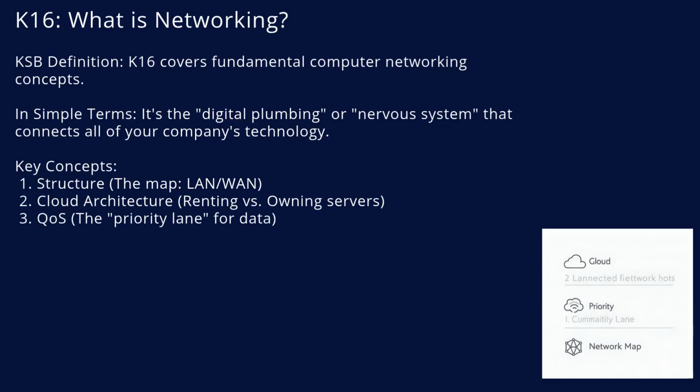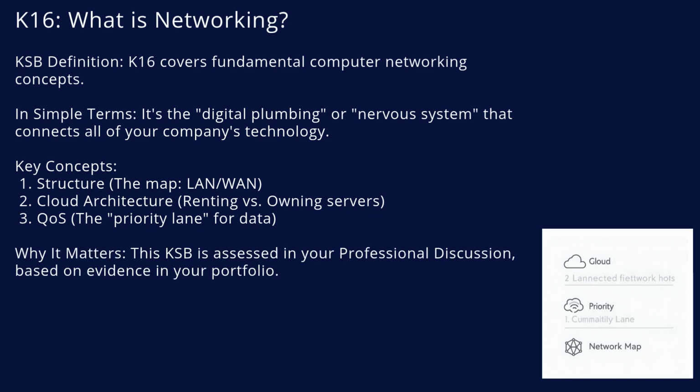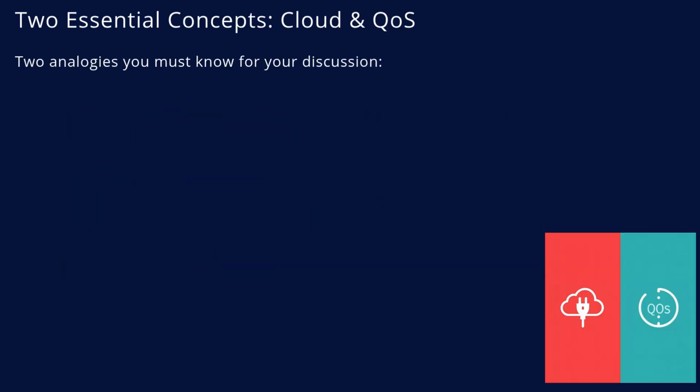For your portfolio, you just need to understand three key concepts: the network map, cloud architecture (renting versus owning servers), and costs, the priority lane for data. This topic is assessed in your final professional discussion, which will be based on the portfolio evidence you gather. So, let's get you that evidence quickly. Here are the two most important concepts and their analogies, which are perfect for your professional discussion.